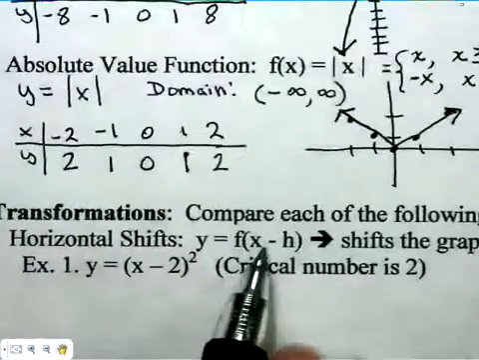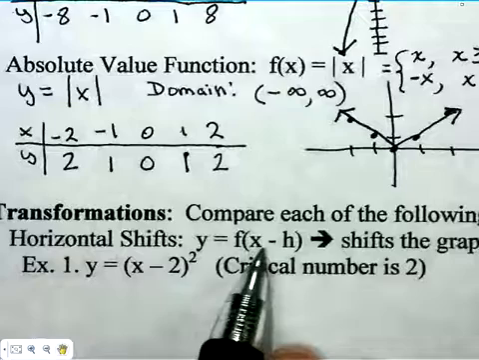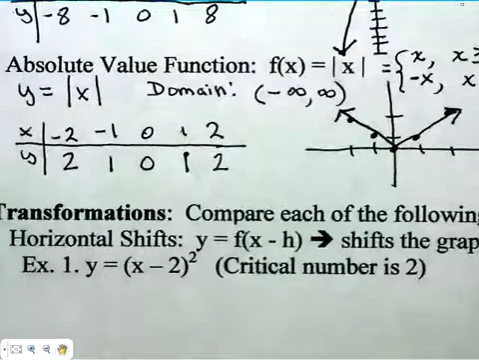If I add or subtract something to or from x before I take the absolute value, or before I square, or before I cube root, whatever it is that I'm going to do, if I add or subtract something before applying the function, that's a horizontal shift. And you may as well go ahead and hypnotize yourself. That horizontal shift always works the opposite of what you might expect. I'll show you why.